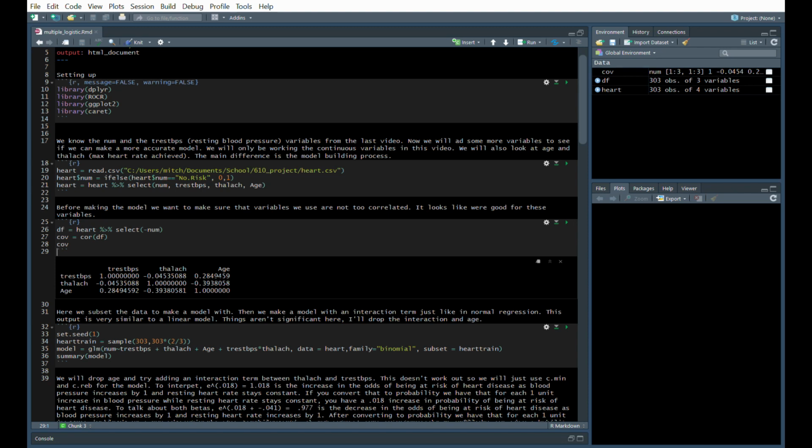So it looks like our variables are not very correlated. Thalach and age are a little bit, but nothing is greater than 0.8. So we can go ahead and try to make a model with all of these variables in it and see how that goes.